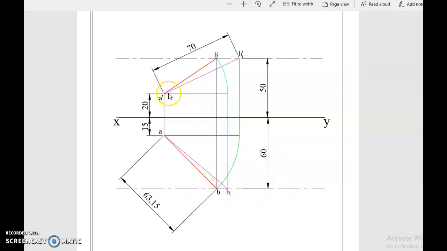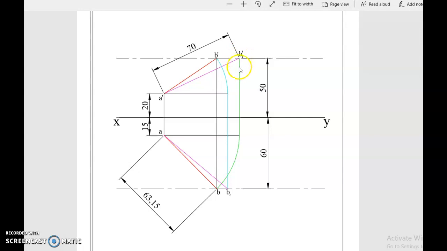Now, next step is thinking that the line is parallel to VP. In that case, front view will give the true length. A dash B1 dash can be drawn with a measurement of 70 mm, 70 mm being the true length. So this is B1 dash.